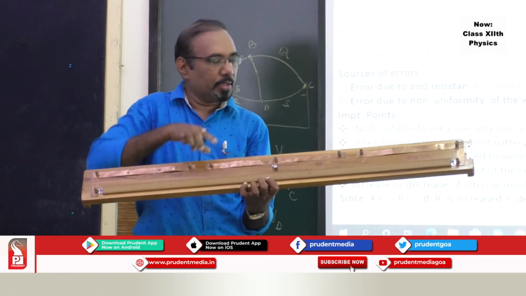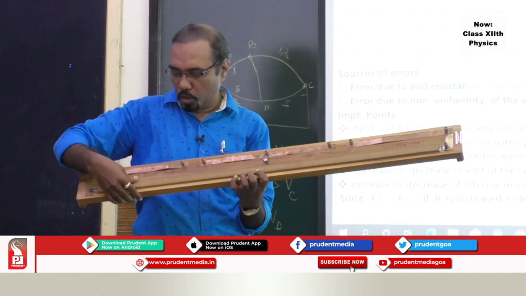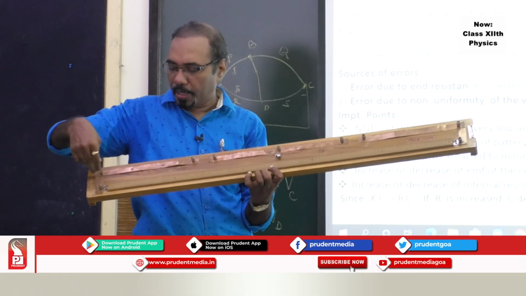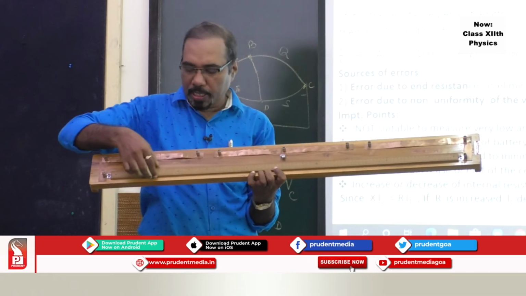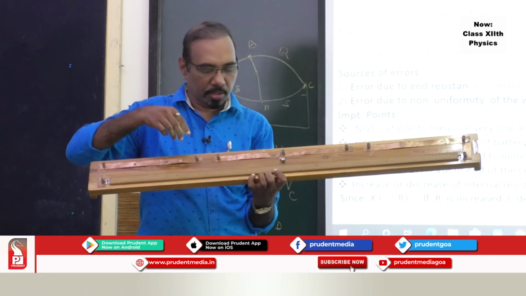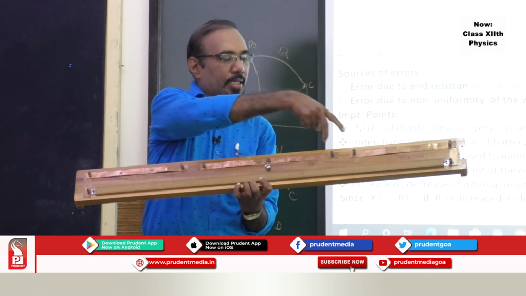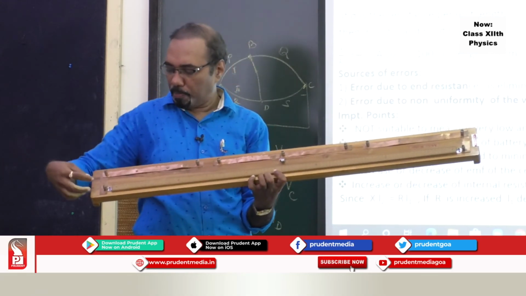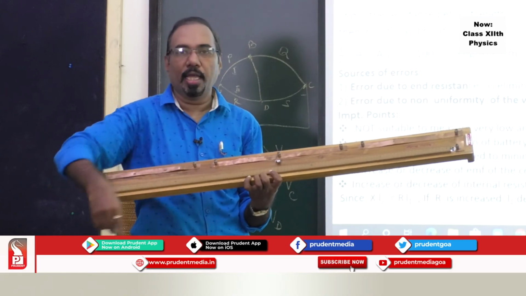This is a left gap. This is a right gap. This is a uniform wire AB. Below that, there is a scale fixed. Between this gap, you can put the resistances. You can pass a current through this wire with the help of the external circuit.